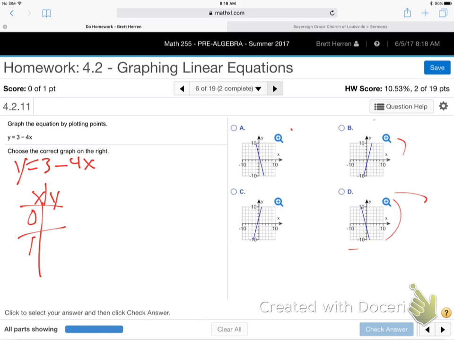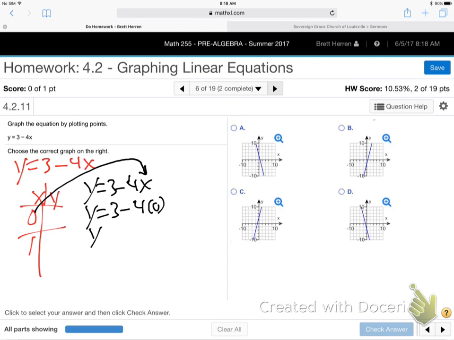So what am I talking about doing? I'm saying just plug those in for x into that equation. So notice I just take that equation, y equals 3 minus 4x, and I put in the 0 for x, like that. And what do I get? 3 minus 0, y is 3. Is that good so far?